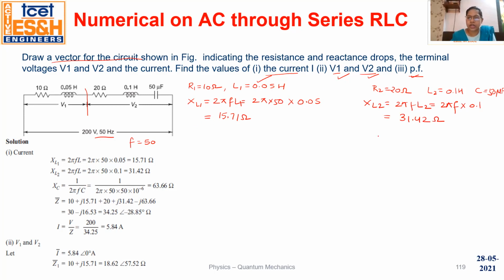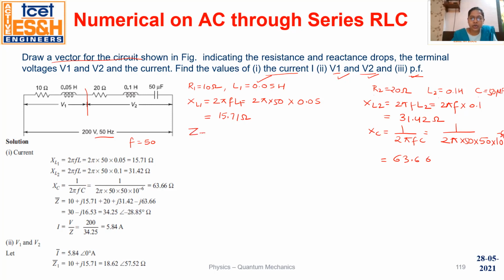Okay. So now here the circuit consists of R, L and C. One more component here is C. So for that we have to find XC. XC is 1 upon 2 pi FC. So 1 upon 2 pi 50 into C, C is given as 50 micro. Micro means 10 to the power minus 6. After solving, we will get 63.66. So this is the XC.